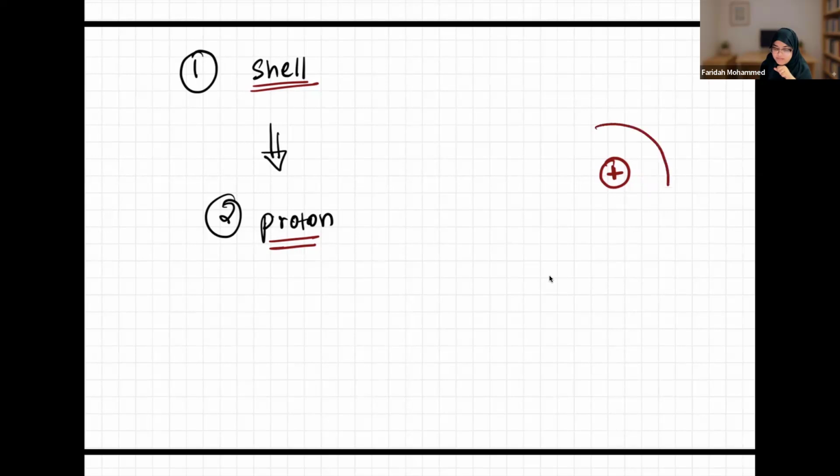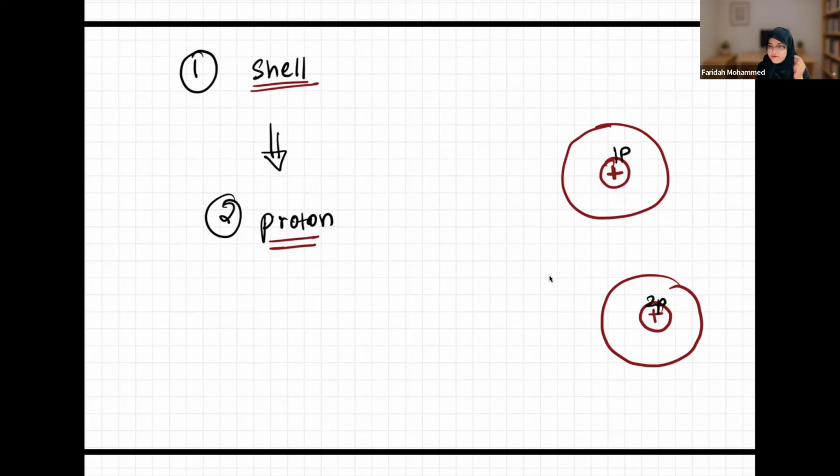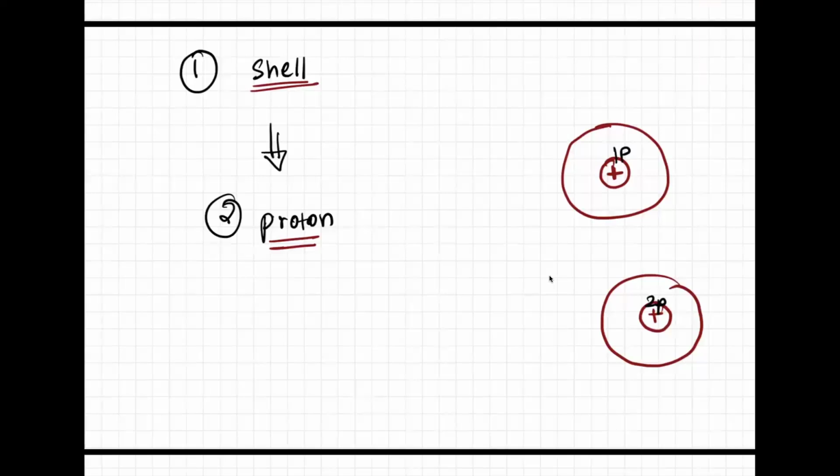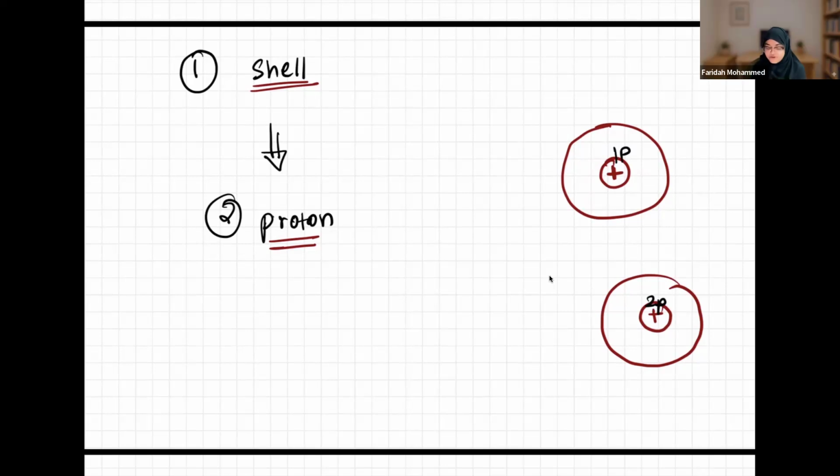If you have the same number of shells, let's say one shell each, and this one has one proton, this one has two protons. We're talking about hydrogen and helium. Whose nucleus is stronger? The one proton or the two protons? Yeah, Salma? The two protons. The two-proton nucleus is going to be stronger. Then what are they going to do?